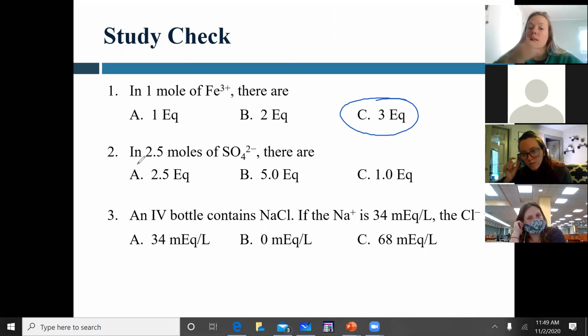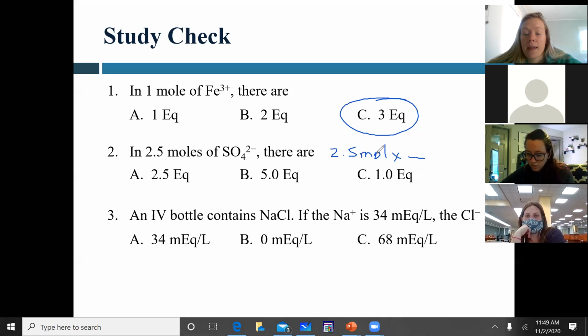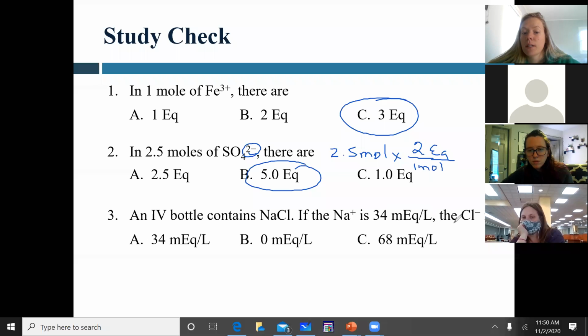This one is asking us something a little different. It says, hey, you have 2.5 moles of this. What is the number of equivalents? We'll start with the 2.5 moles. And we know that in this instance, for every 1 mole, we get 2 equivalents. So we'll multiply those, and end up with this. An IV bag or bottle contains sodium chloride. If sodium has 34 milliequivalents, the chlorine also has 34 milliequivalents. Just how it goes.